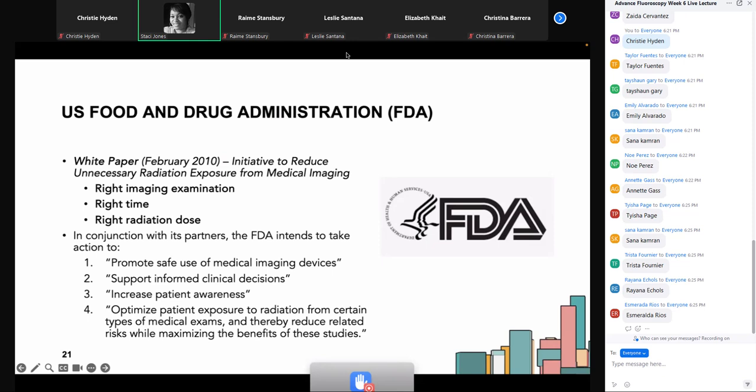In conjunction with its partners, the FDA intends to take action to, number one, promote safe use of medical imaging devices, support informed clinical decisions, increase patient awareness, and optimize patient exposure to radiation from certain types of medical exams, and thereby reduce related risks while maximizing the benefits of these studies.